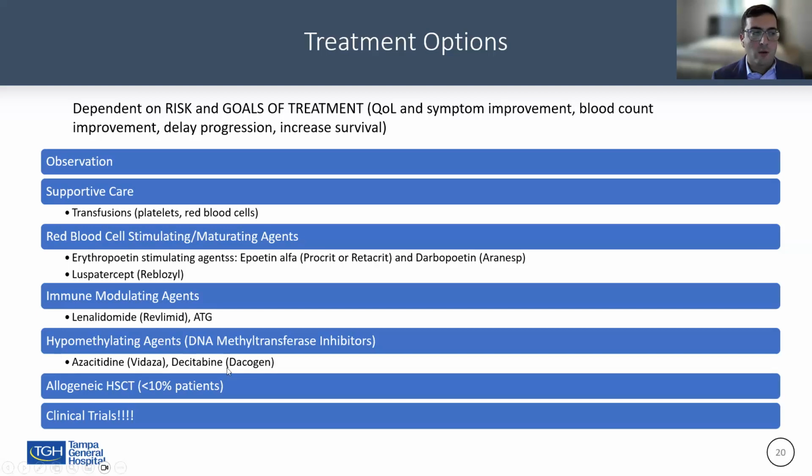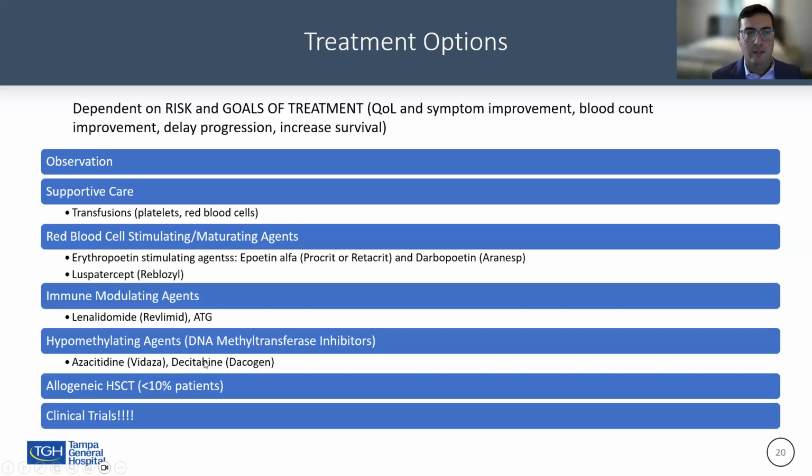And then these agents down here, we start to think about when we're getting to either refractory low risk MDS or higher risk MDS. And these are our hypomethylating agents. So this is basically a low dose type of chemotherapy that we give. It is either azacitidine or Vidaza. This can be given IV or sub-Q. There's decitabine that is also an IV formulation.